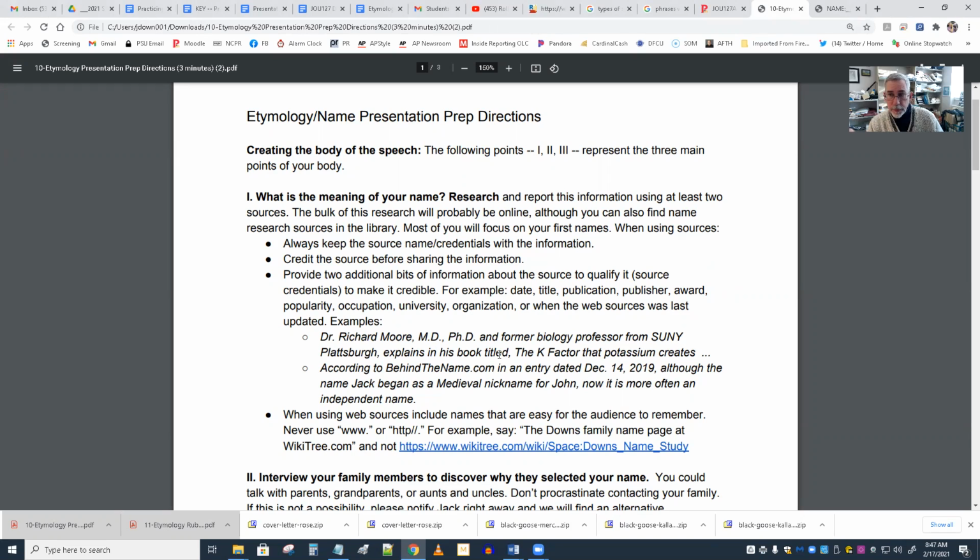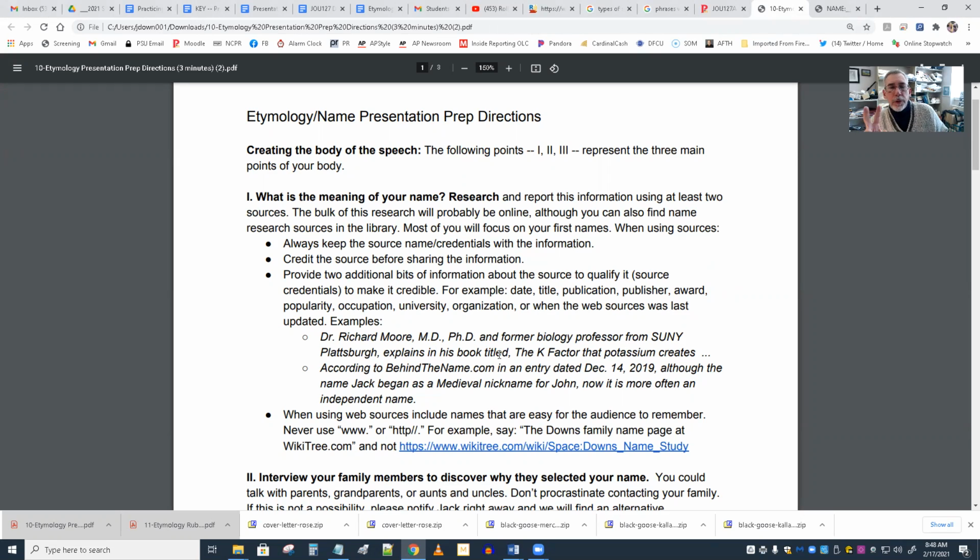What is the website, for instance? Who is the author of the article? When was the article published? Where is it published? You're going to need a little bit more information, because when you give this information in your presentation, you're going to say where it was and or who wrote it, for instance, and some other qualifying information.